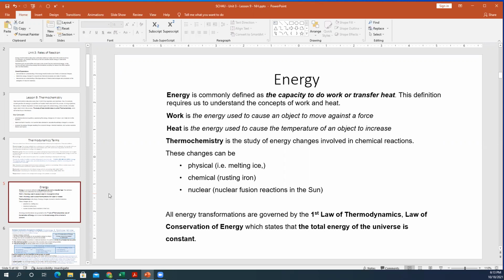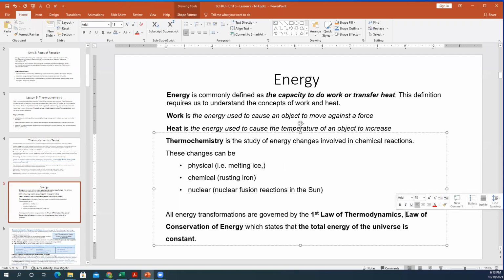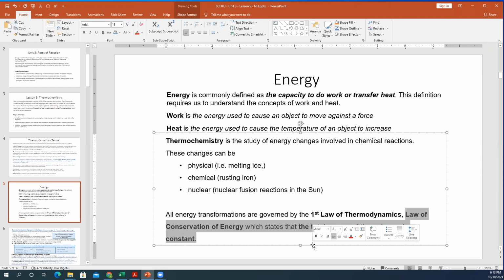All energy transformations, though, are governed by the first law of thermodynamics. The first law of thermodynamics, also called the law of conservation of energy, states that the total energy of the universe is constant.